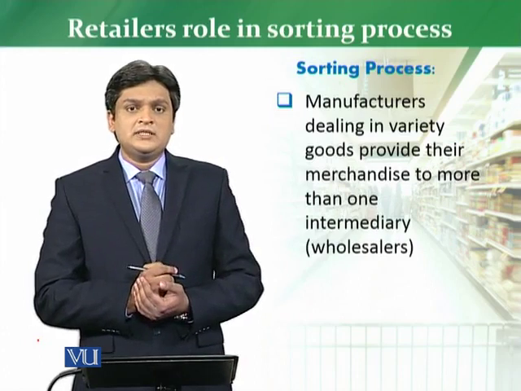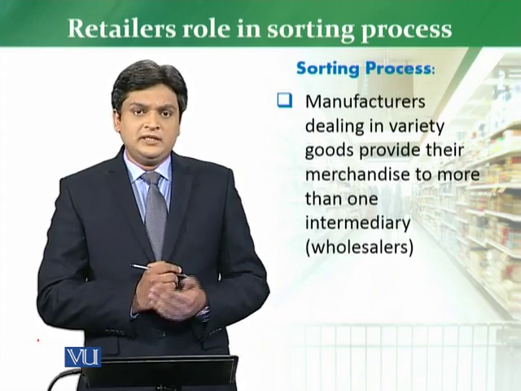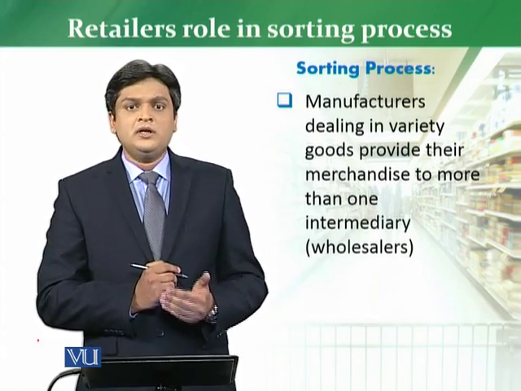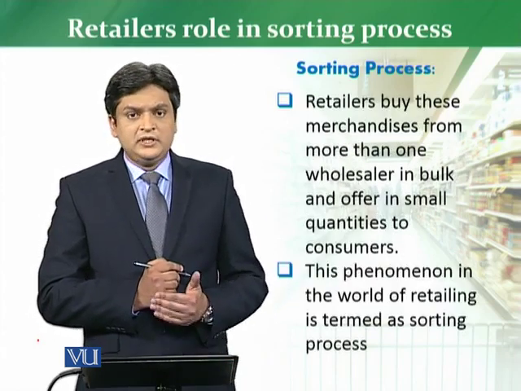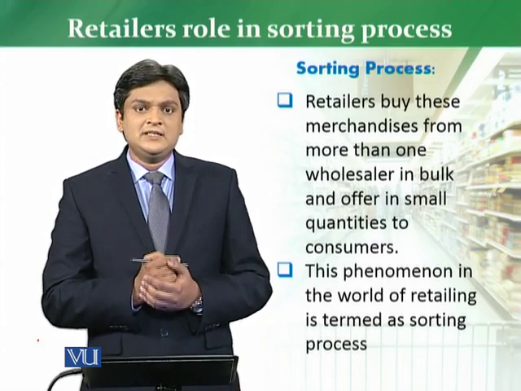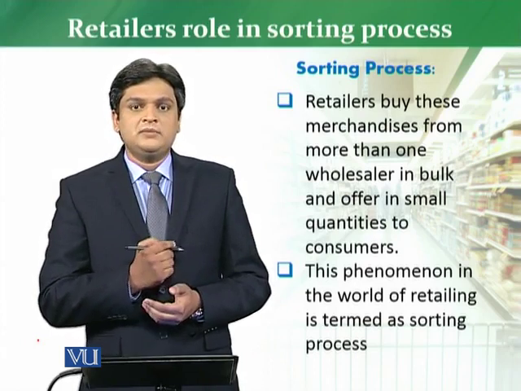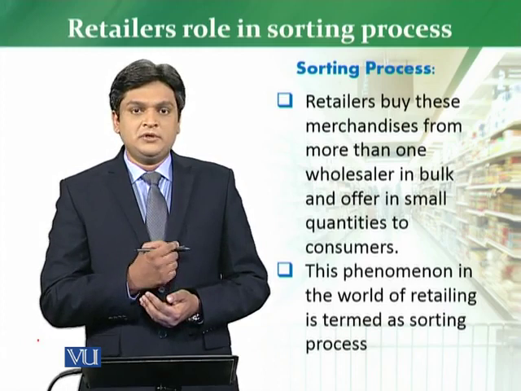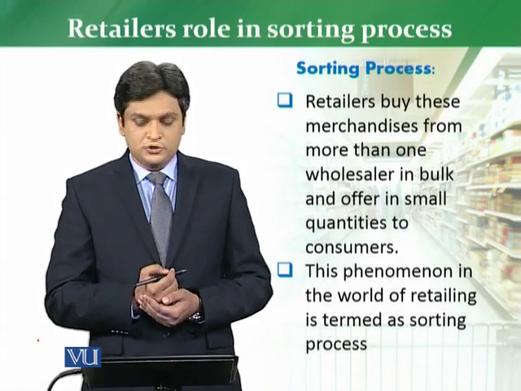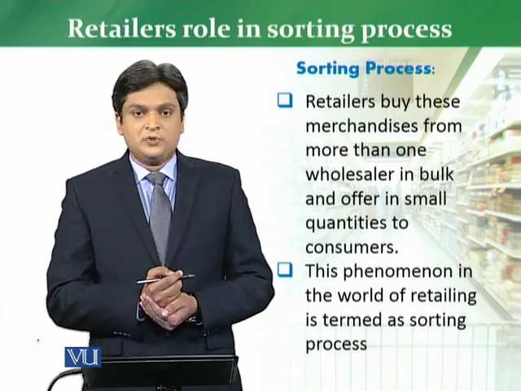Now we need to understand what the sorting process is. If you see, the manufacturer is normally dealing in a variety of goods. And what he is looking for is to sell these goods to the intermediaries, normally more than one wholesaler. And once we say more than one wholesaler, retailers buy from the wholesalers and then these retailers sell to the end consumer. So retailers buy from multiple wholesalers, and these wholesalers normally buy from multiple manufacturers. Actually there is not a single manufacturer, nor a single wholesaler. There are multiple wholesalers and multiple manufacturers, and they all normally contact the retailer, who then sells these products to the end consumer. This whole phenomenon, where the product reaches the end consumer through this channel, is called the sorting process in the world of retailing.